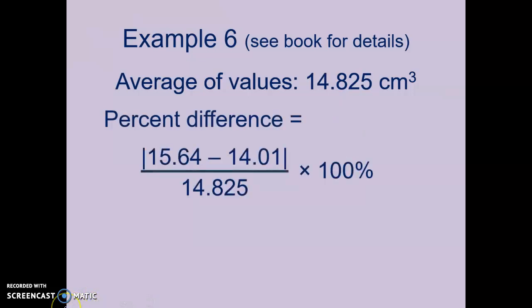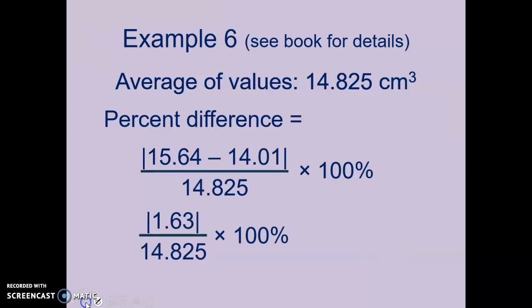Using our formula, which is on page 119 of your book, we're going to take our first number, 15.64, minus our second value, 14.01, and divide it by the average of 14.825. We'll multiply that by 100 to get our percent difference. And when we do that, we find there's an 11% difference between the measurement using water displacement and the measurement using dimensions.